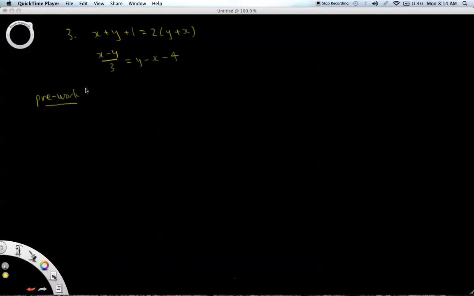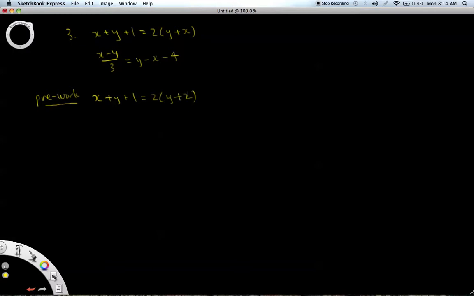Okay, so as promised, this is the second solution I'm going to put up on the website. This is for question 3 from last class's worksheet. So let's start with the pre-work. Let's just go with the first equation. I'm just going to copy it down from the question.